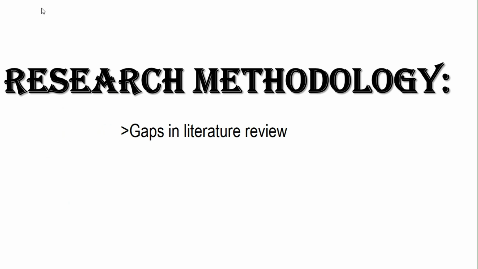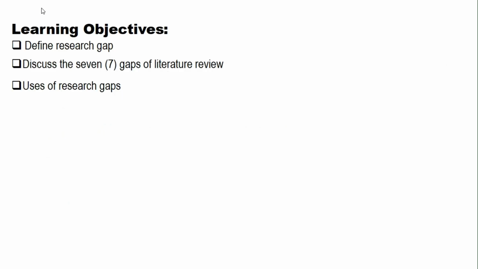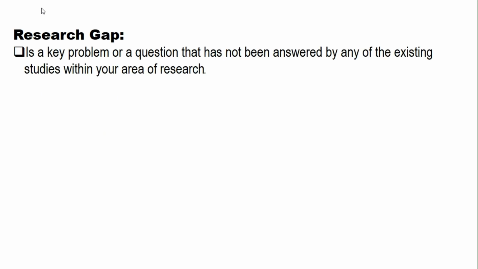In today's video, we're going to focus on the research methodology module. We are going to discuss the gaps in literature review. So our learning objectives are to define what a research gap is, discuss the 7 gaps of literature review, and also the uses of research gaps. Now, to define what a research gap is, it's a key problem or a question that has not been answered by any of the existing studies within your area of research. So it's basically just the unresolved problem in a field, reflecting a lack of existing research.